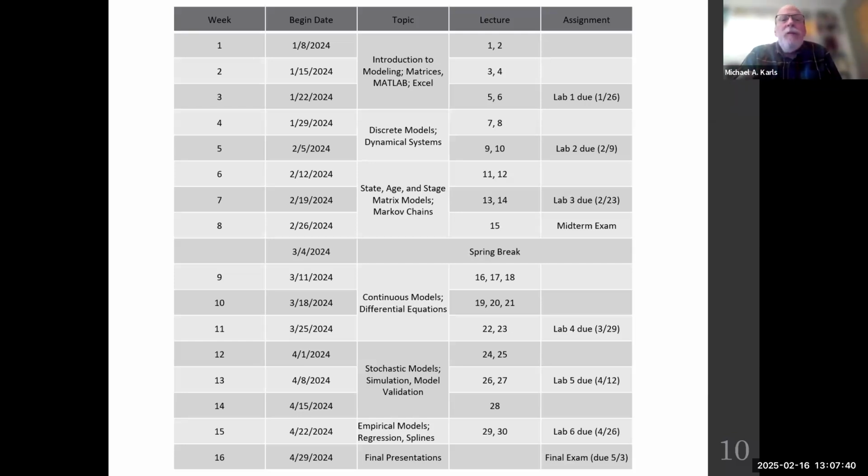Okay, and then I just shifted, so we did final presentations in the last week, and so this is actually the schedule I ended up with at the end of the semester.